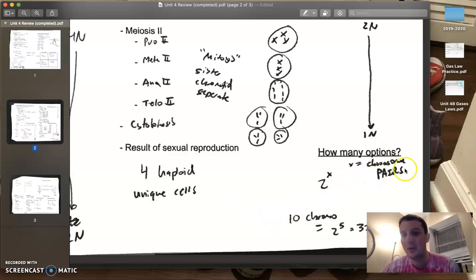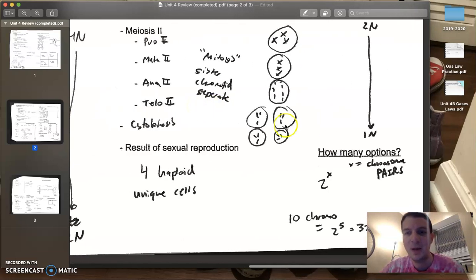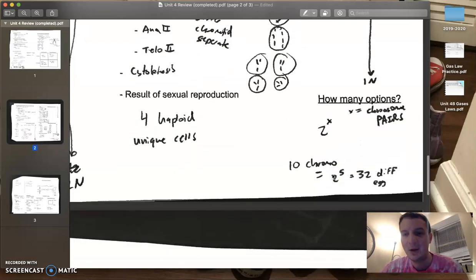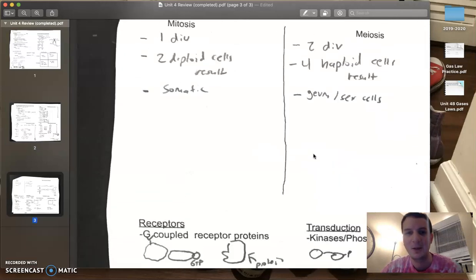So how many options can you get? Well, it depends on how many chromosome pairs you have. So if you look up here, we have 3 chromosomes in that cell. Well, originally over here we had 6 chromosomes, so 3 pairs. So you would do 2 to the 3 power, which would be 8. So down here I have 10 chromosomes. That would be 5 pairs, 2 to the 5. There'd be 32 different egg or sperm combinations.